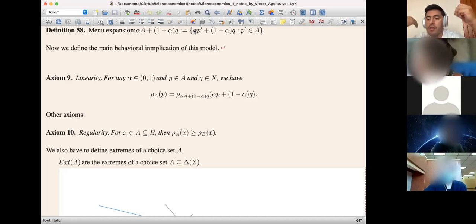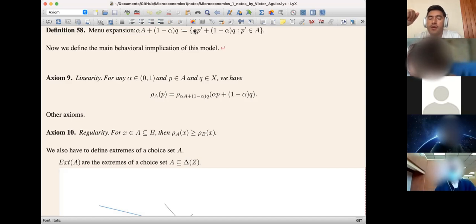So, are you happy with this? Essentially, right now we have two axioms. Regularity is the analogue of the weak axiom of revealed preference, or contraction, to be more precise. And linearity is the analogue of the independence axiom in the world of expected utility. Are you happy with these two assumptions?